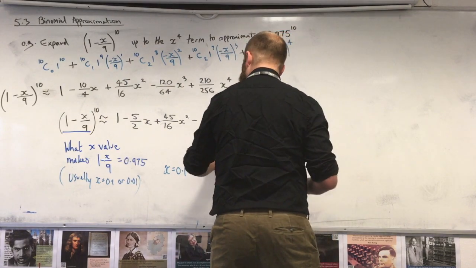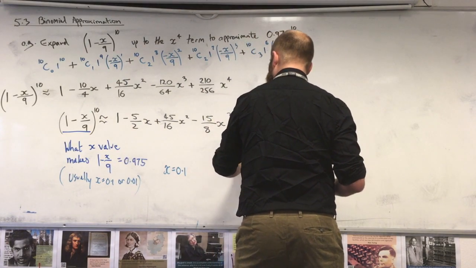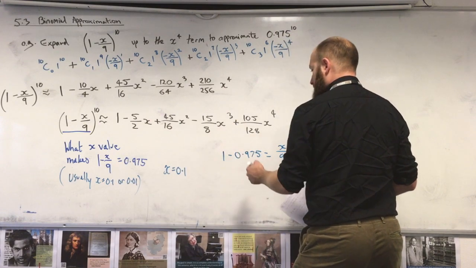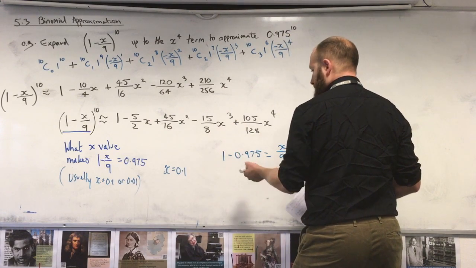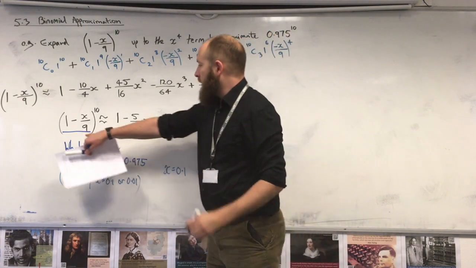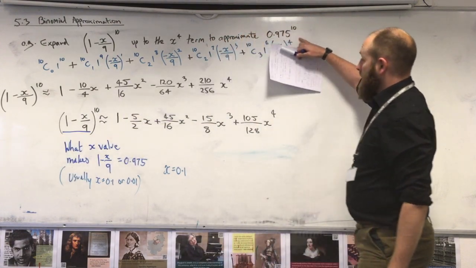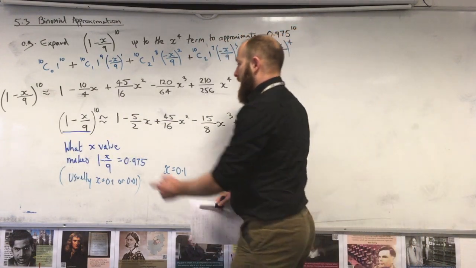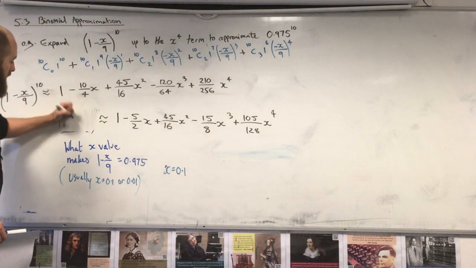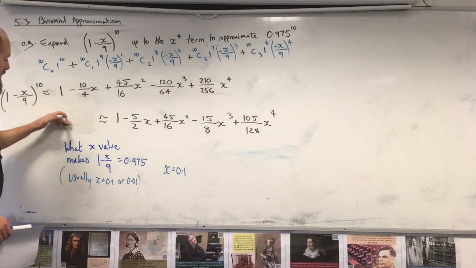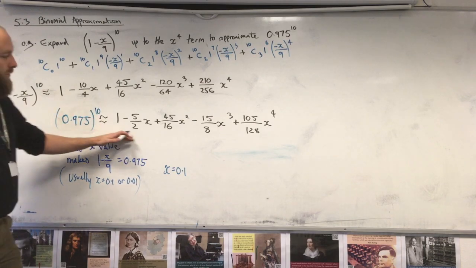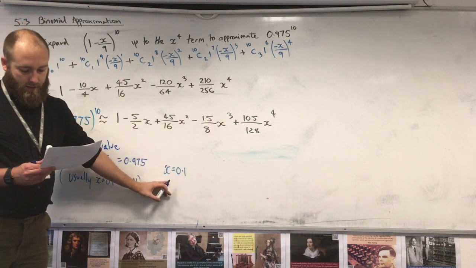So 1 minus 0.975 equals x over 4. Times that by 4 and you do get 0.1. So there we go. If we let x equal 0.1, this bracket becomes 0.975. So we're going to say 0.975 here instead, so 0.975 to the power 10 equals all this when x is 0.1.